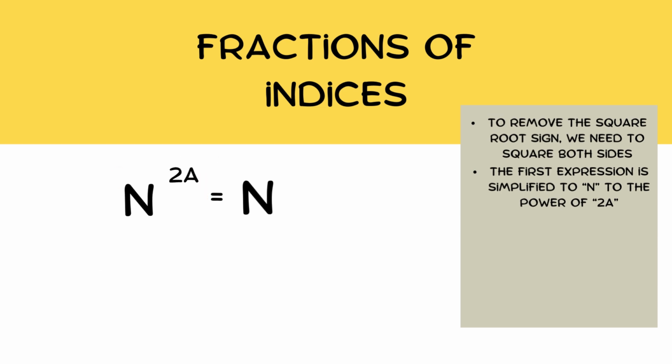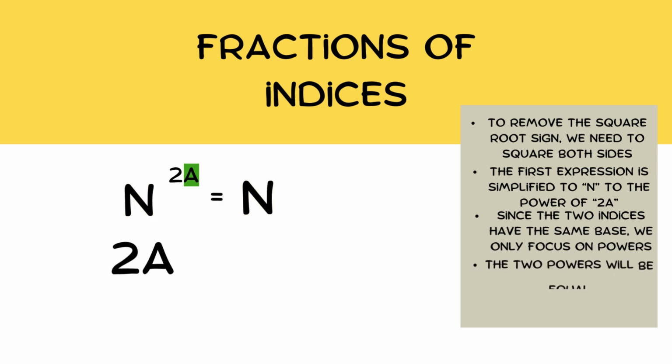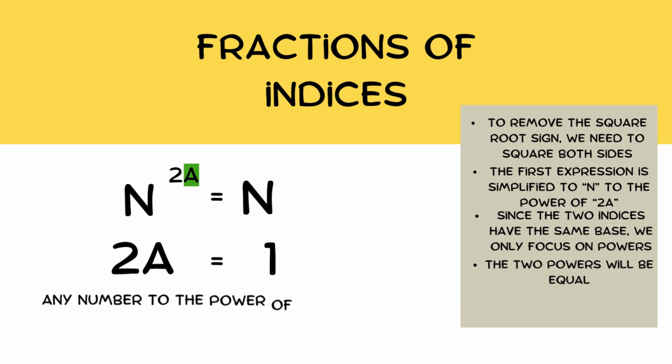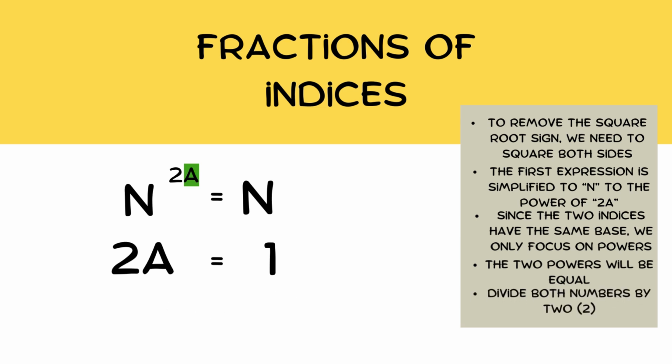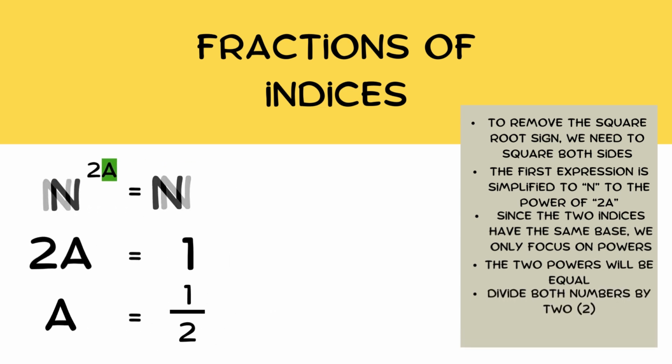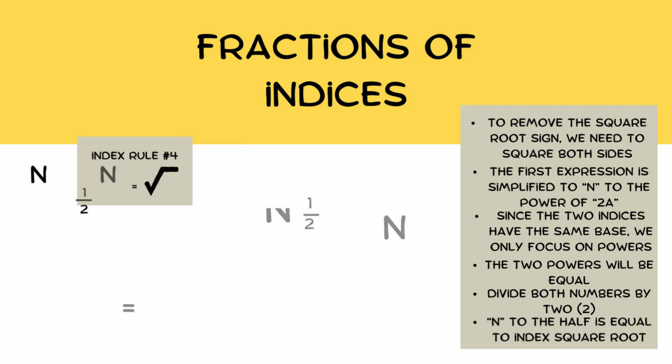Now, we need to find out what a is as a number, and since the two expressions have the same base, we only need to solve the powers. If these two values are equal, then 2a must be equal to the power of n, which is 1, as any number to the power of 1 is that number. Therefore, if we divide both sides by 2, we will get that a is equal to a half, which means that any number to the power of a half is actually the square root of that number.